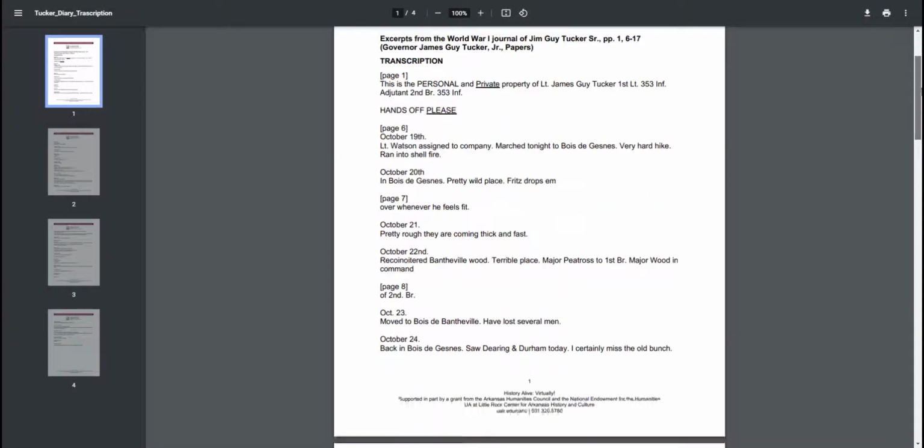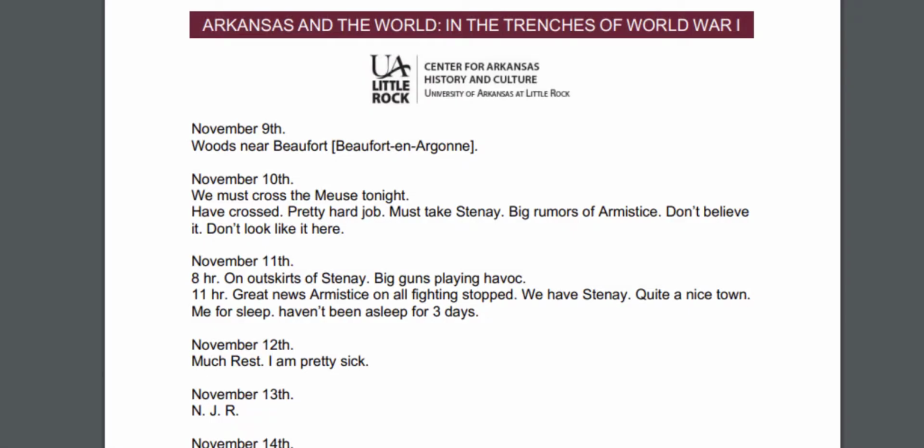Tucker, in his diary, mentions that he doesn't believe that an armistice will happen, yet the next day, the armistice is put into effect. He specifically uses the words, "Don't look like it here." This could give a sense to a student of how the war could make people feel cynical towards possible peace, or of how little the average soldier likely knew of the greater events of the war.